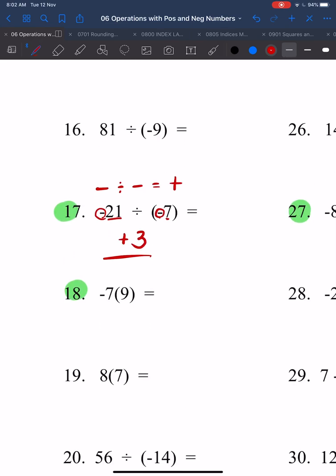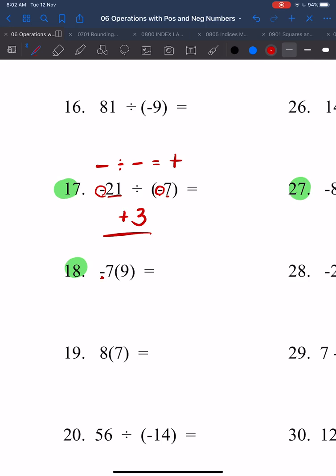Now this one, negative and positive. If there is no sign, it's positive, okay? So let's multiply. 9 times 7 is 63. But it's negative and positive. And we know if the signs are different, you get a negative. So the answer is negative 63.